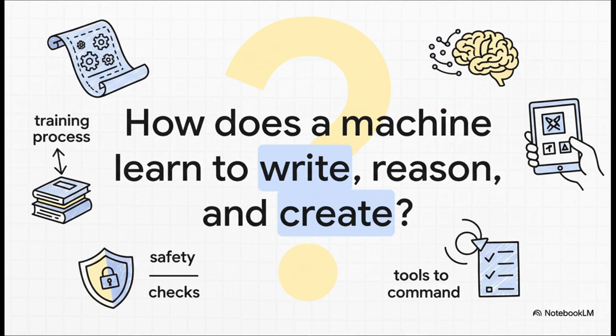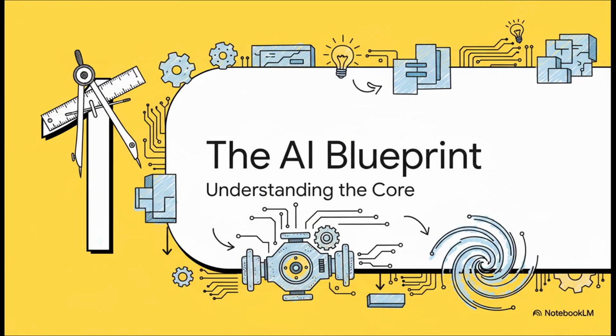We're going to look at the blueprint, the training process, the ways we talk to it, and, maybe most importantly, the safety checks that make it reliable. All right, first up, the AI blueprint. You know, every great project starts with a plan, a schematic. And for Gen AI, that means we need to get a handle on what it is and what it isn't.